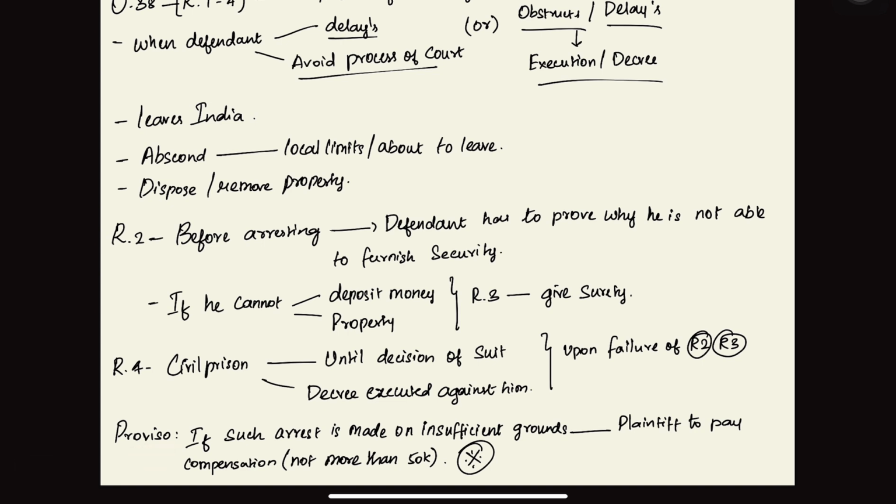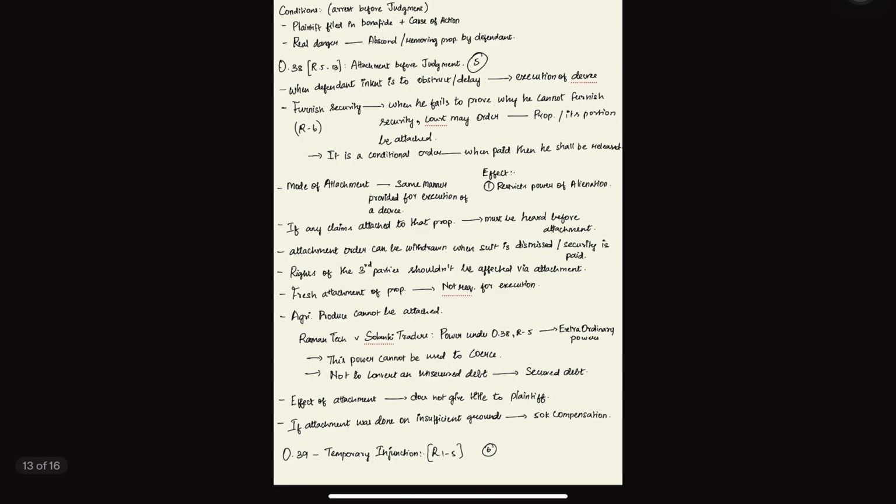And there is a proviso: when such arrest is made on insufficient grounds, the plaintiff has to pay compensation that is not more than 50,000. So if he was arrested, right? So if he is arrested for insufficient grounds, the plaintiff has to provide compensation of rupees 50,000. This is one important factor, remember.